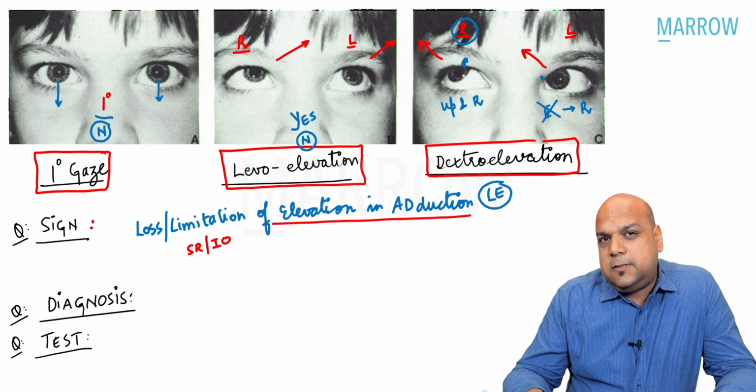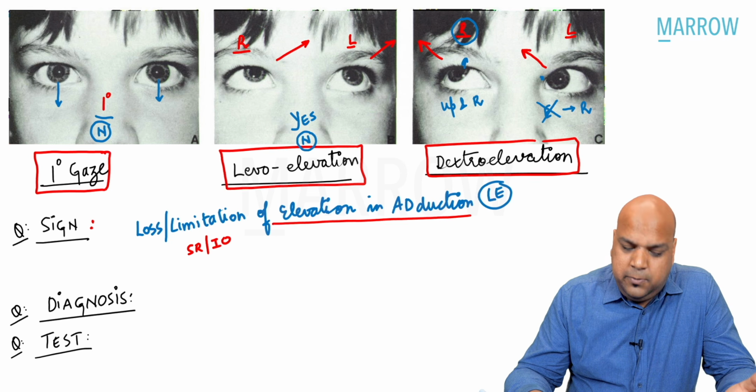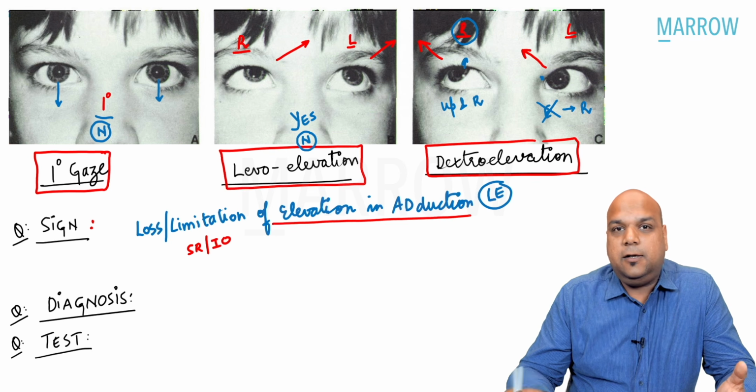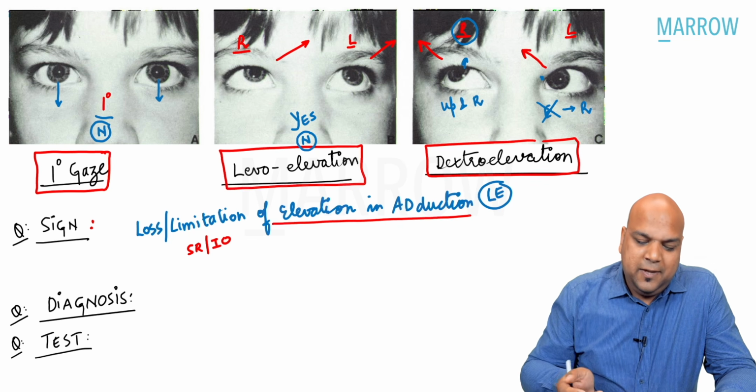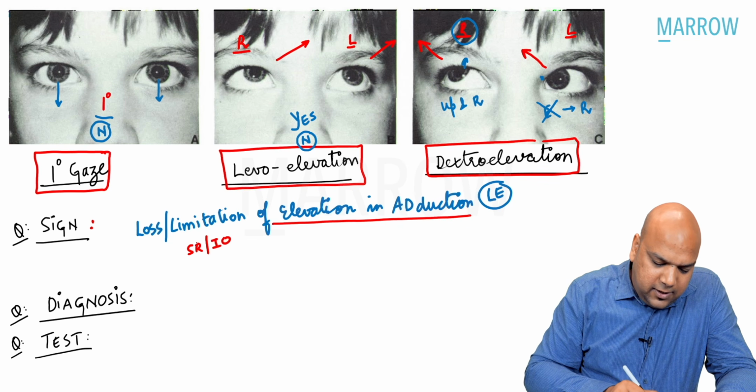But superior rectus is predominant in abduction. Inferior oblique is predominant in adduction. Yes, you have to think about that. So that means there is somewhere an IO problem, an inferior oblique problem. That is what I narrow myself down to.